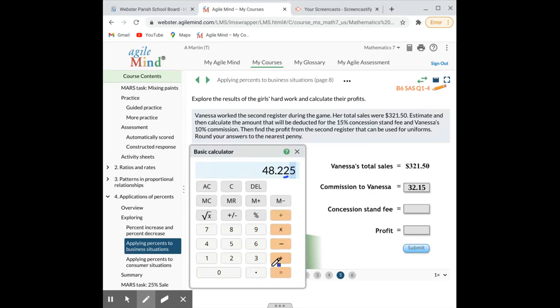There we go. Did y'all hear what Brendan said? Brendan, say that one more time. It becomes a 3. Good job. So our new concession stand fee is $48 and how many cents? 23. Good.